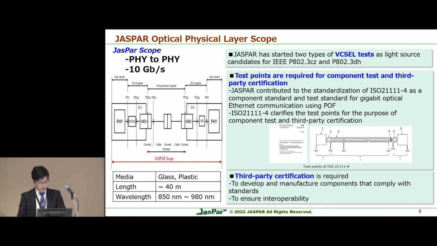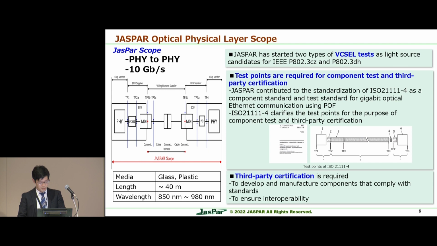And so, I show the scope of the optical physical layer that JASPAR is considering. The object is the entire optical physical layer, and the bitrate is 10 gigabit per second. Both glass and plastic fibers with wavelengths of 850 nanometer and 980 nanometer are candidates. The main considerations are shown here.